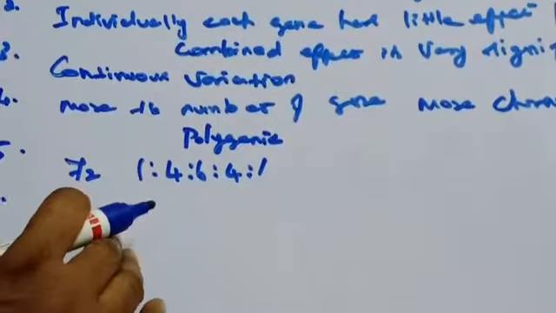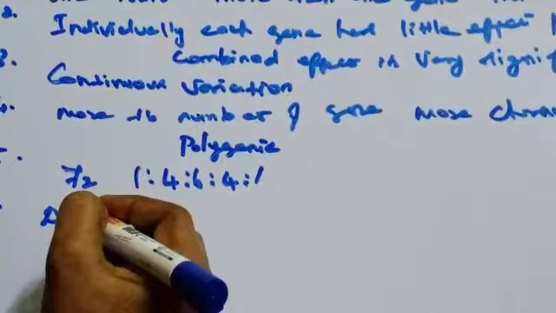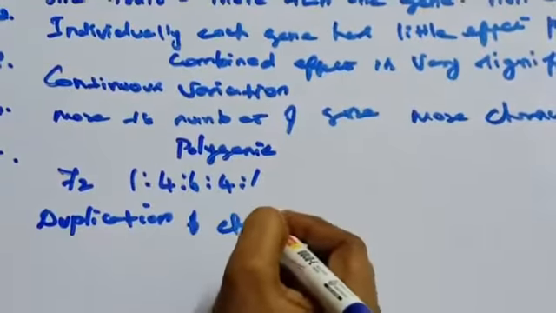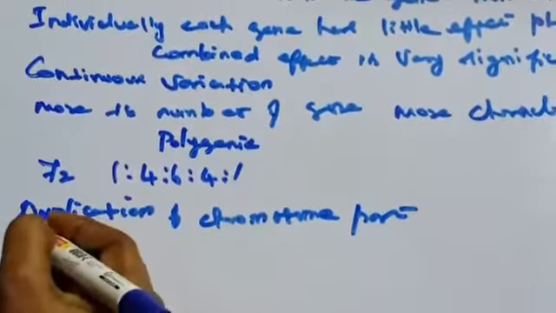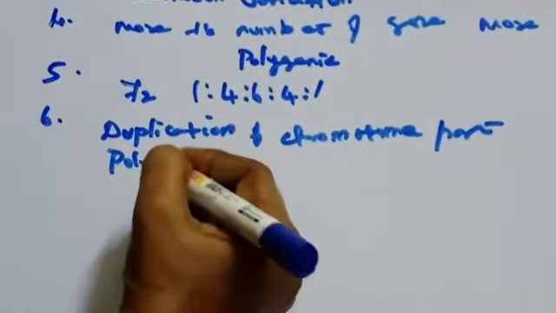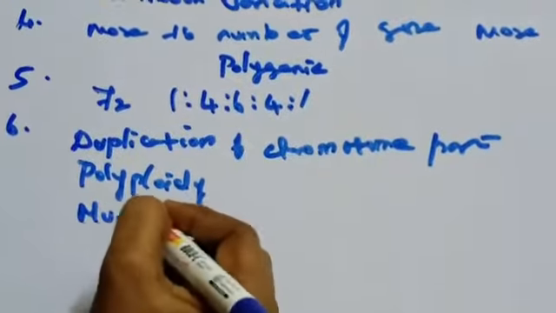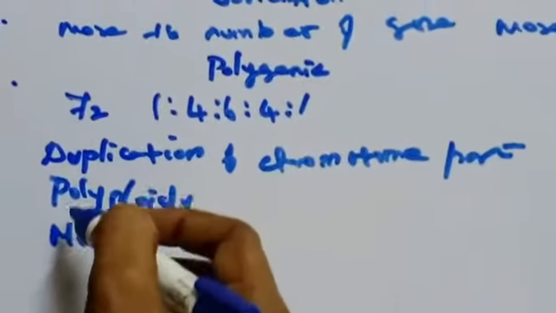Then the sixth point, the origin of polygenes. There must be some reason for the origin of polygenes. The first reason is duplication of chromosome part. The second reason may be polyploidy. Third may be mutation. So the reasons for polygenes are duplication of chromosomal part, polyploidy, that is increase in number of chromosomes, and mutation producing genes with similar effect.